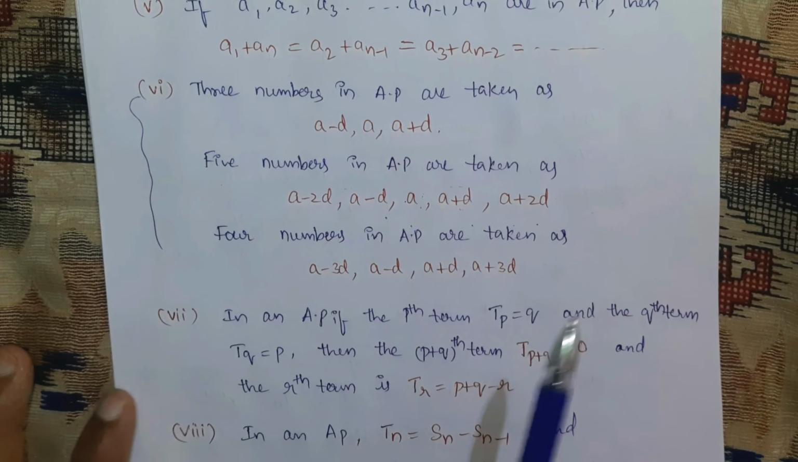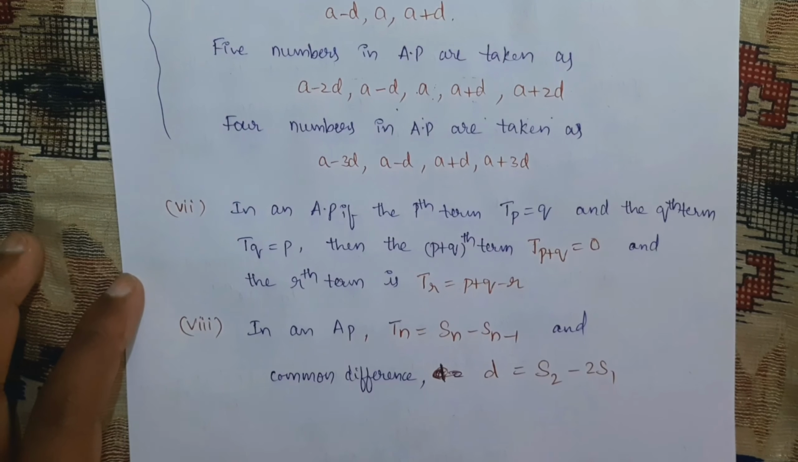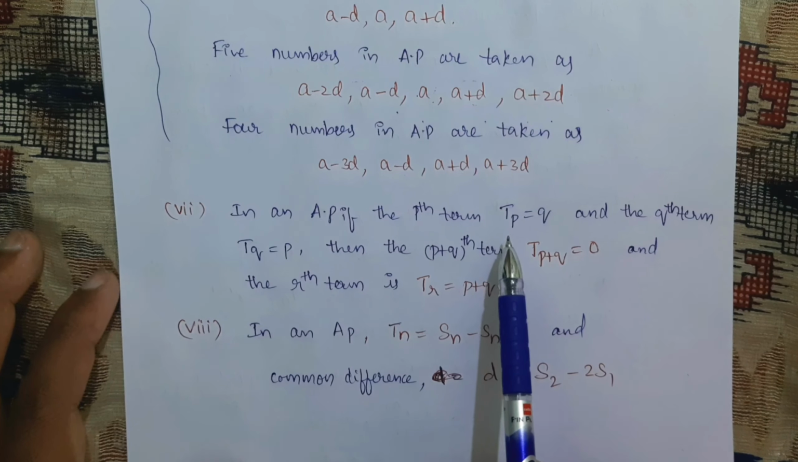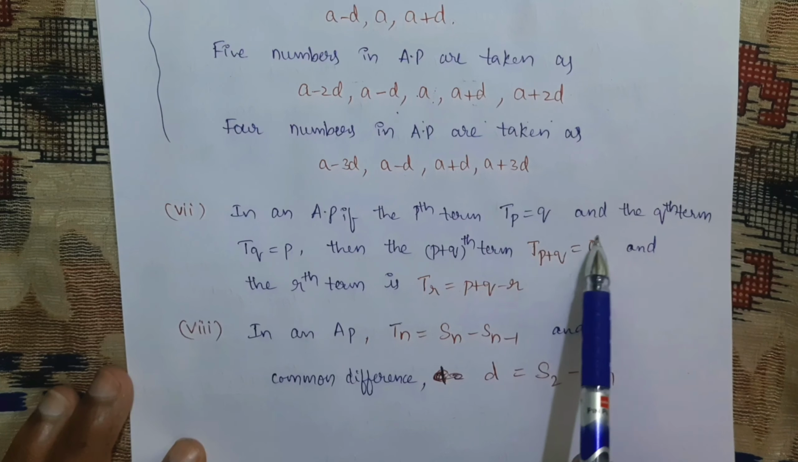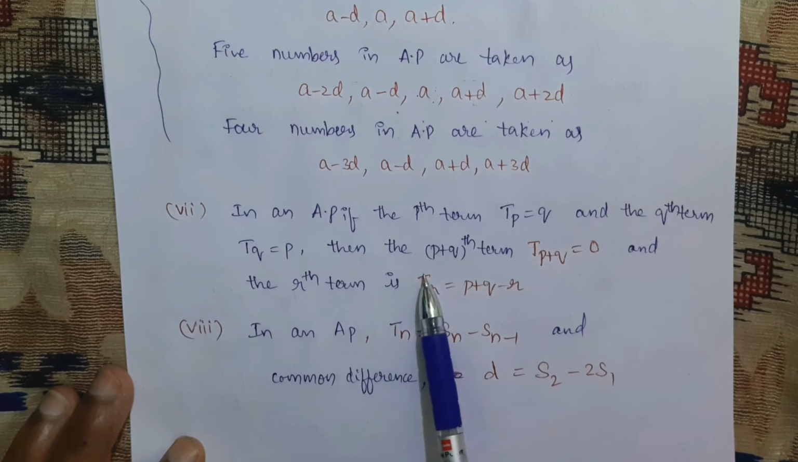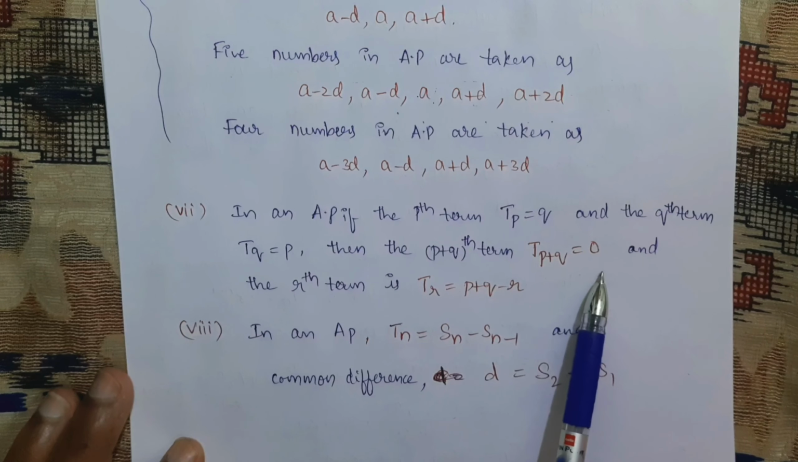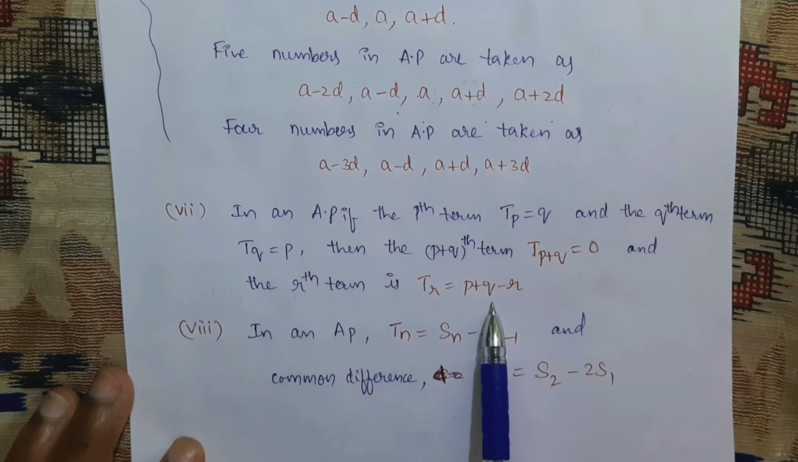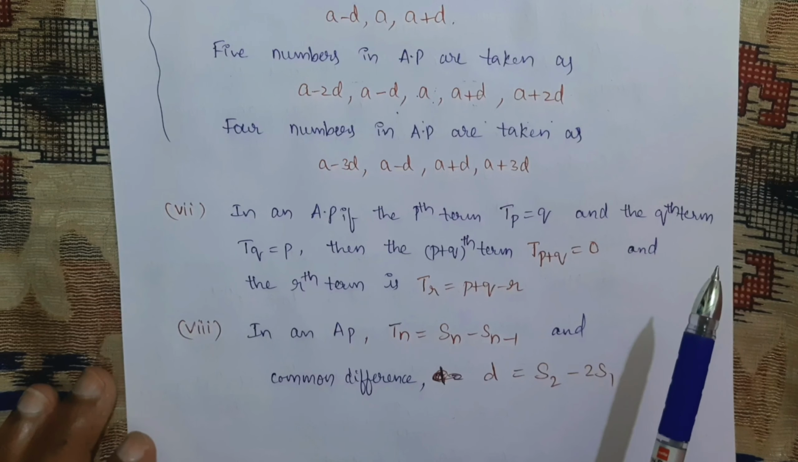Next point, in an AP, if the Pth term TP is equal to Q, and the Qth term TQ is equal to P, then the (P plus Q)th term, TP plus Q, is equal to 0, and the Rth term TR is equal to P plus Q minus R. This you need to remember.